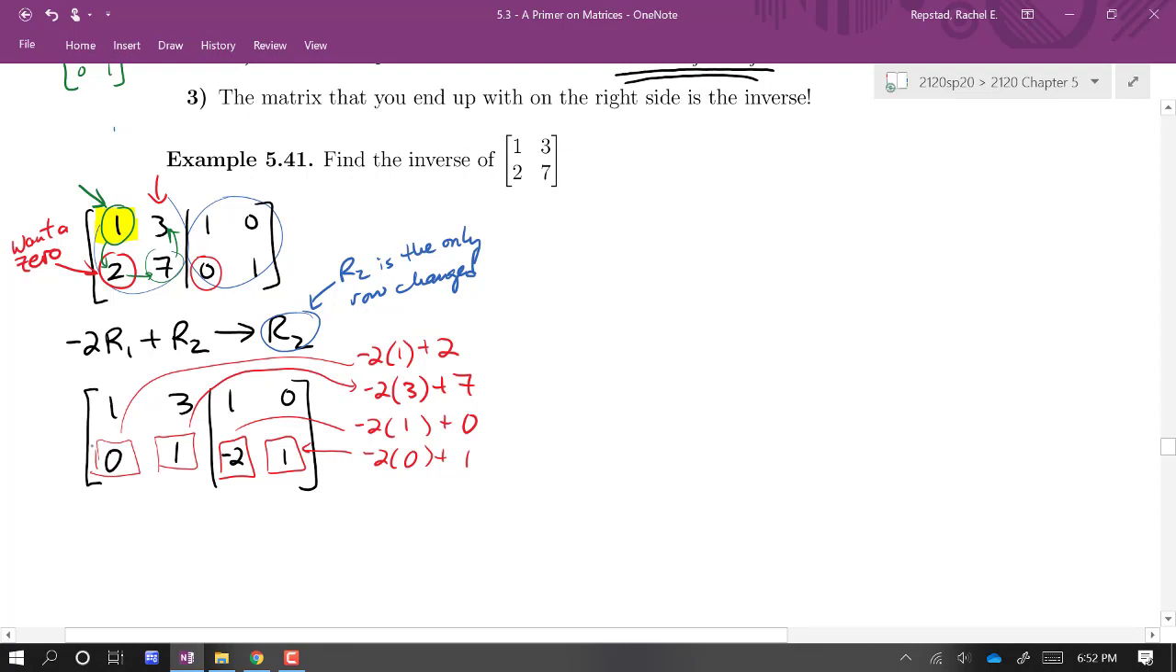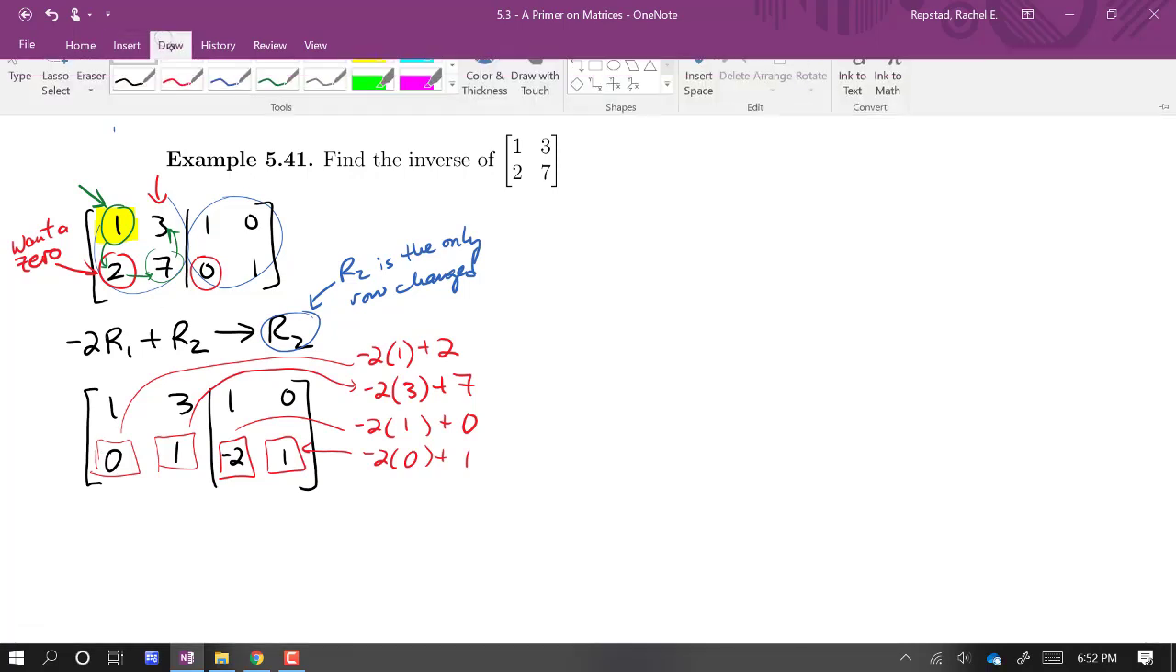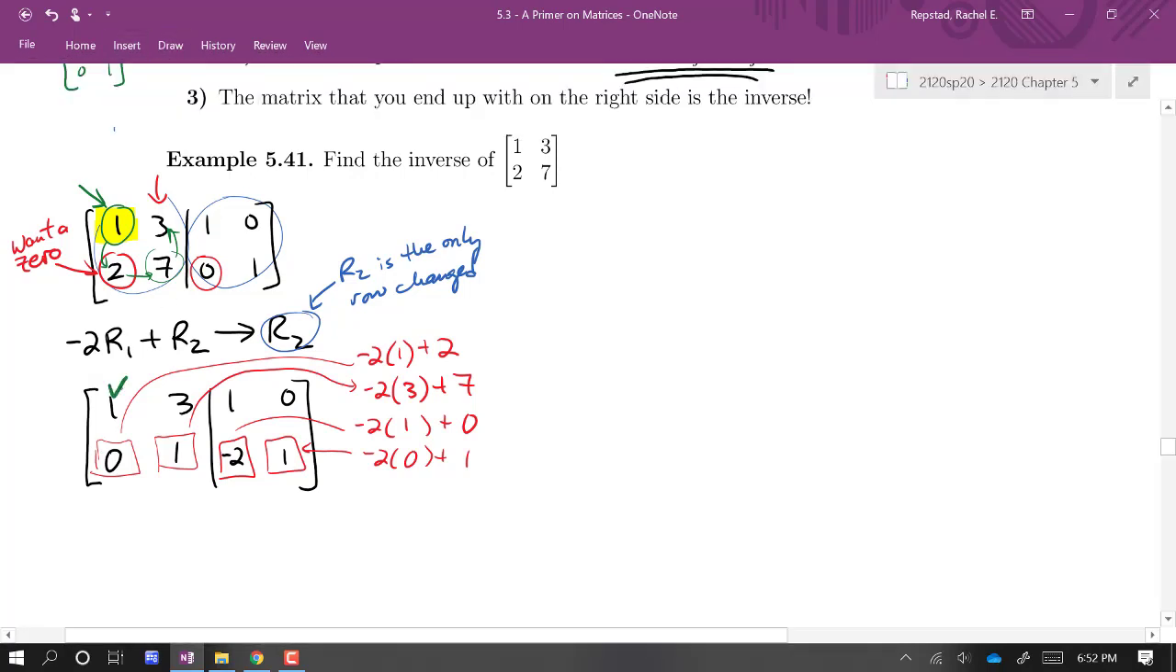So I've got this 0 where I want it, right? So look, we've got the 1 where we want it there, we've got the 0 where we want it, and it just so happens that we've got this 1 where we want it here. That doesn't always happen. Sometimes the next thing I'd have to do is say, okay, I want to get a 1 there, but we already have the 1, so our next goal is to get a 0.